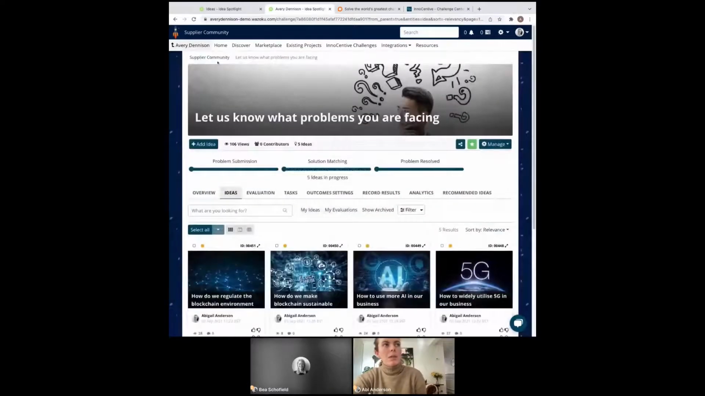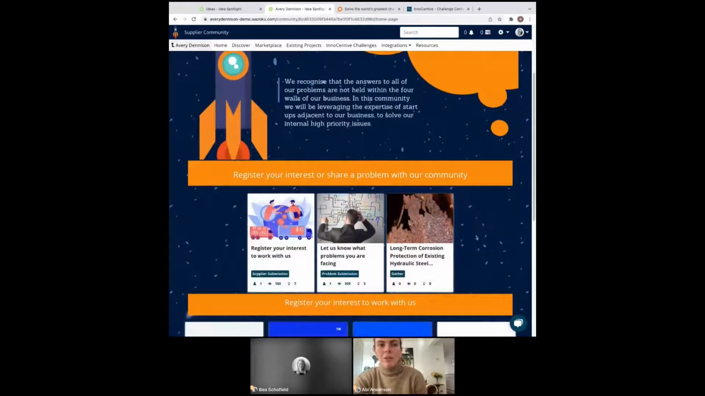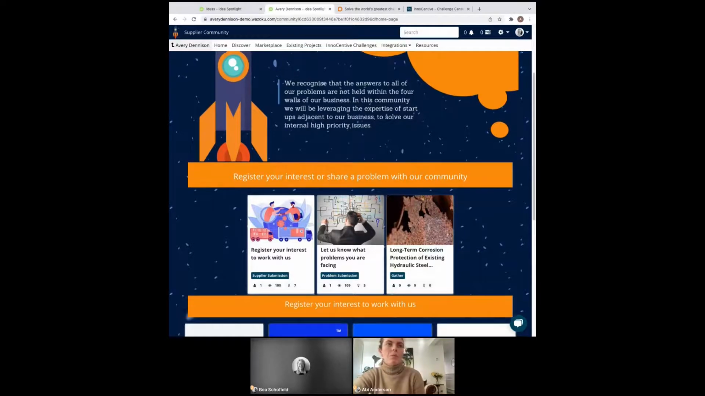Alongside that, you're also able to run strategic challenges to this crowd, like looking at this one on long-term corrosion protection against existing hydraulic steel, a particular technical challenge that potentially your internal audience doesn't have the ability to solve, or you've tried to solve it internally and have found that it's best to go external. Suppliers can register their interest to solve that problem, be them new or existing suppliers, as part of this supplier community.